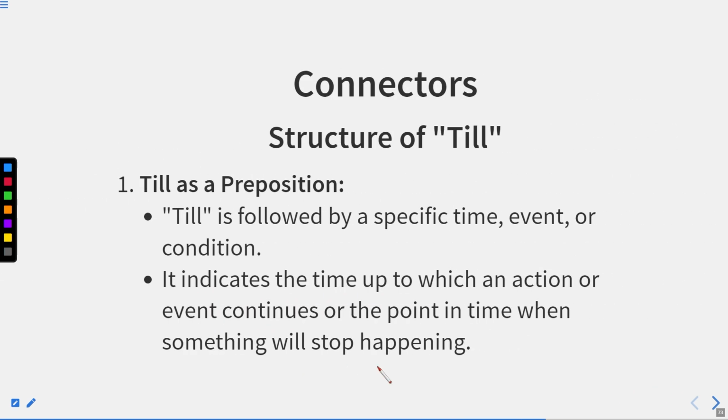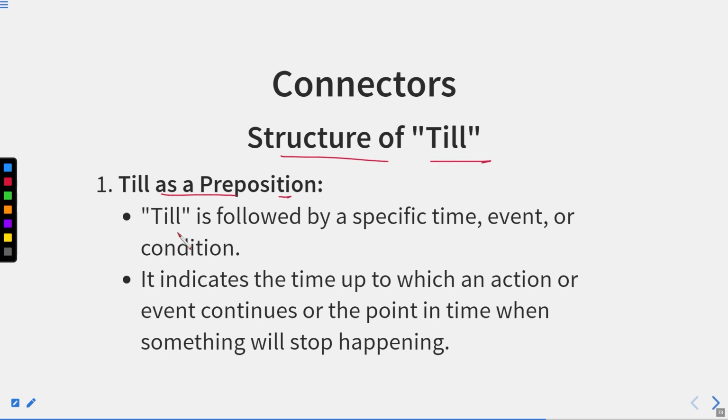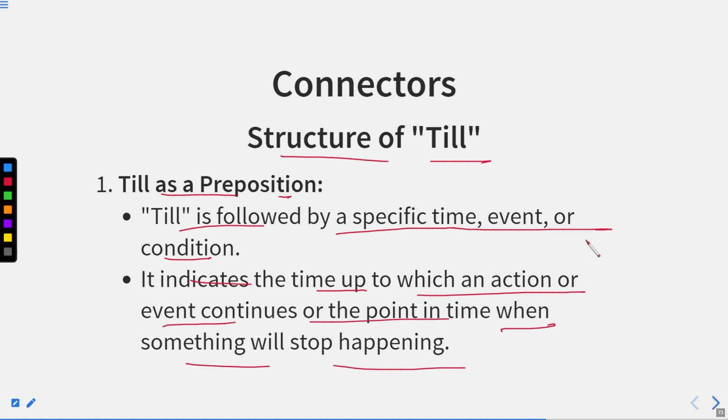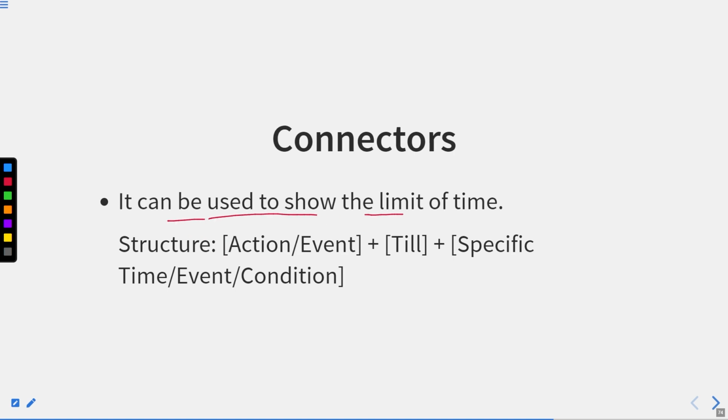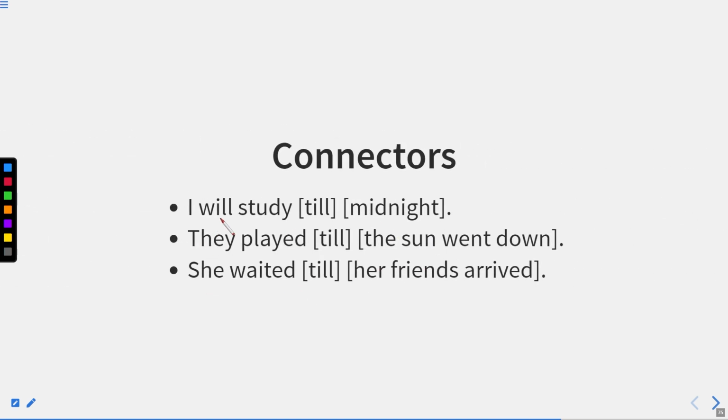Okay. Now, structure of till. Till as a preposition. Till is followed by a specific time, event, or condition. It indicates the time up to which an action or event continues, or the point in time when something will stop happening. It can be used to show the limit of time. Structure: action or event, then till, then a specific time, event or condition. I will study till midnight. So first of all, I will study. Midnight is actually the point of time or the limit. Okay. They played till the sun went down. She waited till her friends arrived.